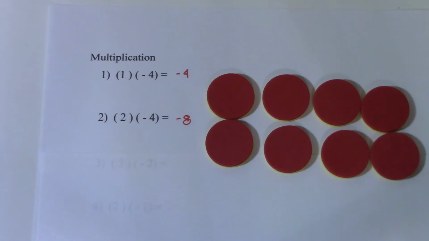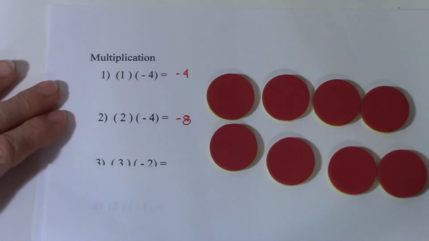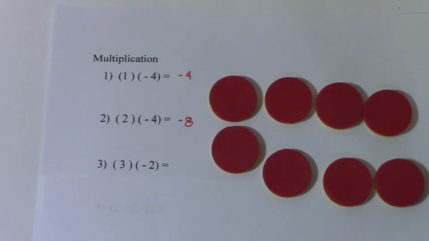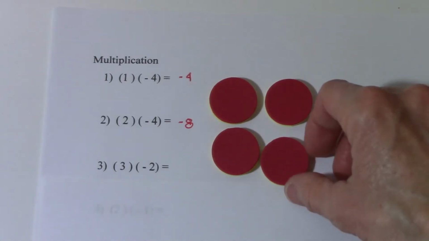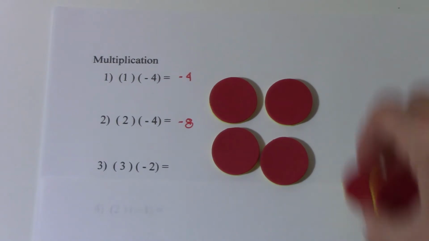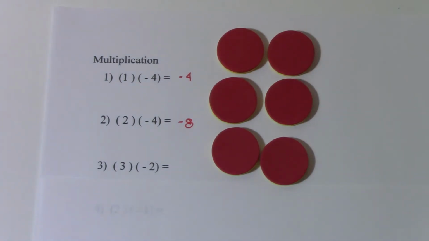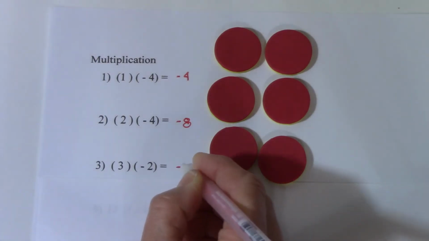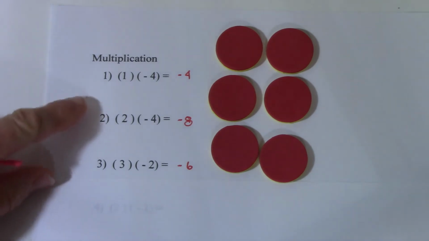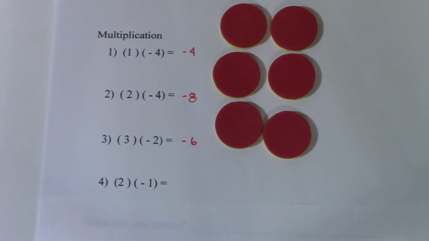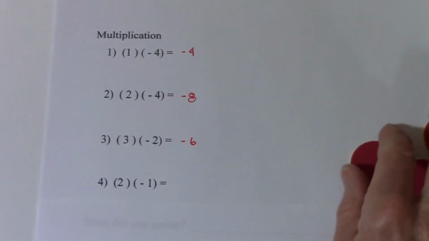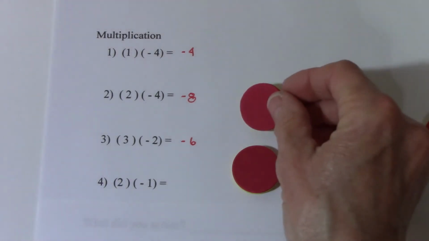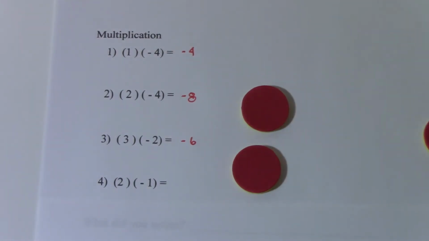Because I'm grouping negatives. Okay, in the next example, I have 3 groups of negative 2. So there's one group, well, there's 2 groups, and here's a third group. So I have 3 groups of negative 2. So there my answer is going to be negative 6. So I have groups of negative numbers. In the next example, I have 2 groups of a negative 1. So that's going to give me a negative 1 and another group of negative 1. And so I have negative 2.